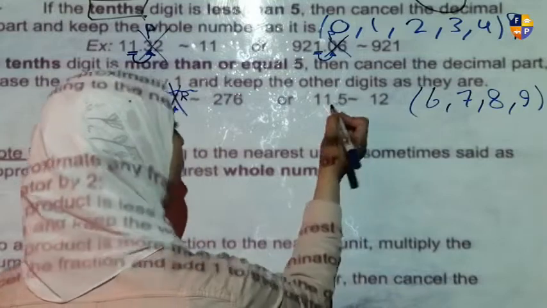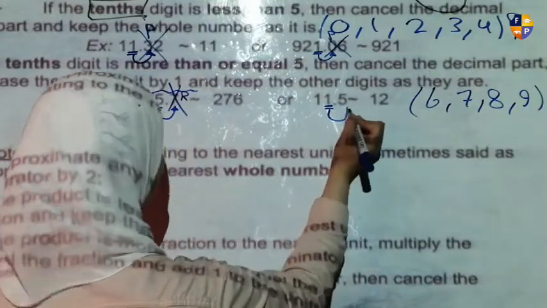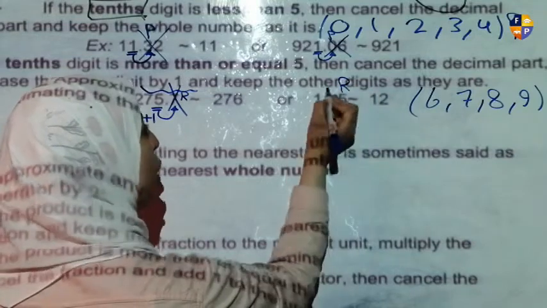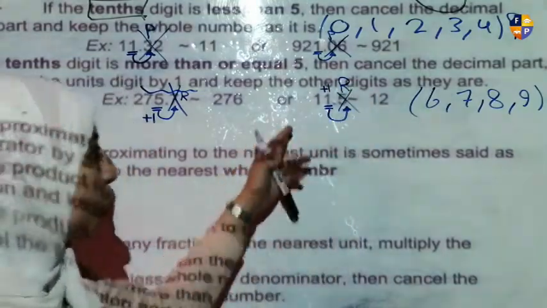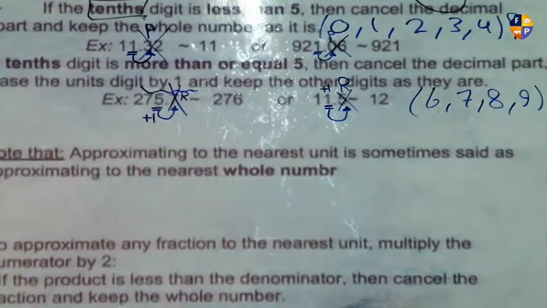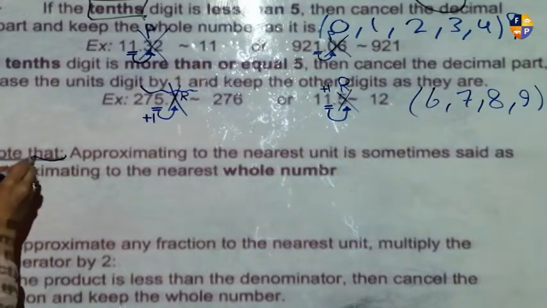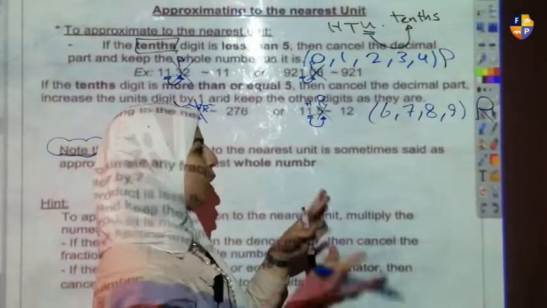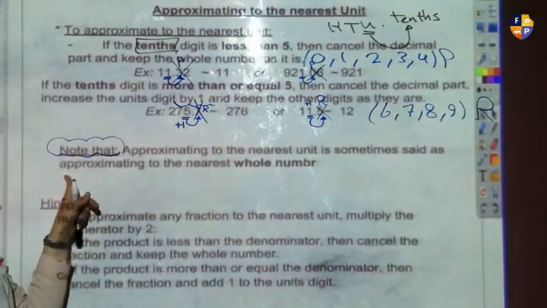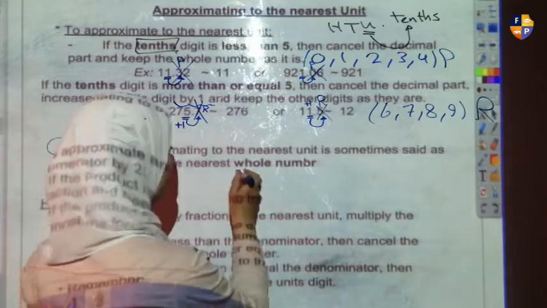11.5, underline the digit in ones or units. Look at 5 in tenths, 5 is rich. Add 1 to units and cancel the decimal part to be 12. Note that approximating to the nearest unit is sometimes said as approximating to the nearest whole number.